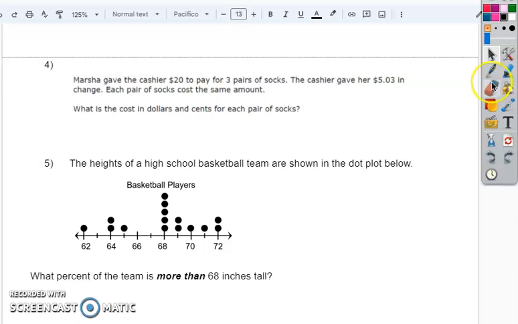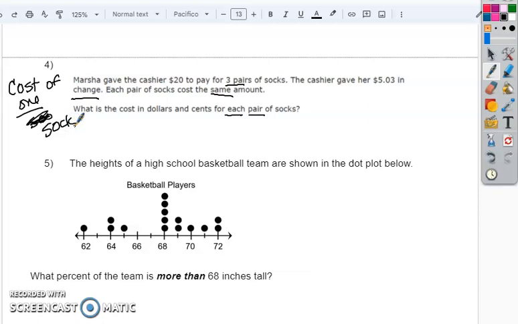Number 4. This question definitely gets people. Okay? It says Marcia gave the cashier $20 to pay for 3 pairs of socks. The cashier gave her $5.03 in change. Each pair of socks cost the same amount. What is the cost in dollars and cents for each pair? So I need to find the cost of 1 sock. Okay?